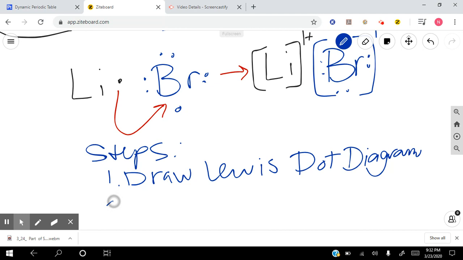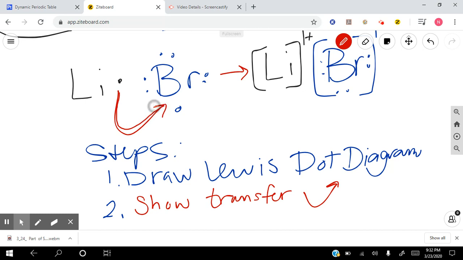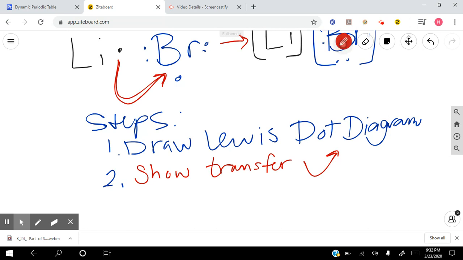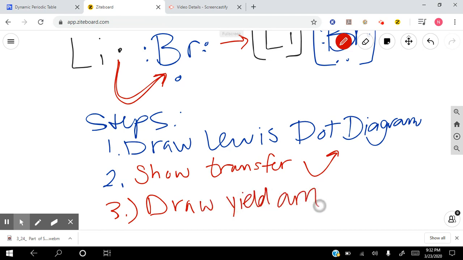Step number 2, since this is an ionic bond and it transfers electrons, you show the transfer. Okay, so what step was that? That's the step where we showed the transfer with this transfer arrow right here. Step 3 might seem a little insignificant, but it is not. You want to draw your yield arrow. That's this arrow right here.